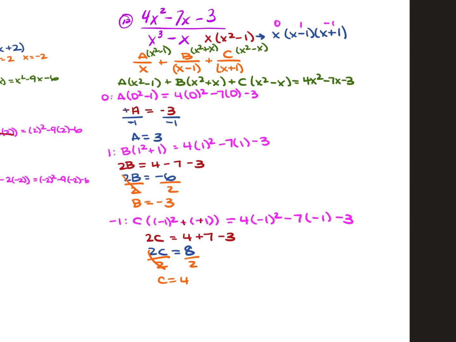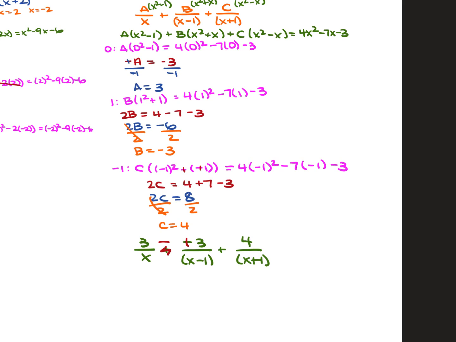So, using that a over x plus b over x minus 1 plus c over x plus 1, we have that a is 3, b is negative 3, and c is 4. So this is going to give us 3 over x plus negative 3 over x minus 1 plus 4 over x plus 1. The only thing to do is to change those signs on that negative 3. So we're going to have 3 over x minus 3 over x minus 1 plus 4 over x plus 1.